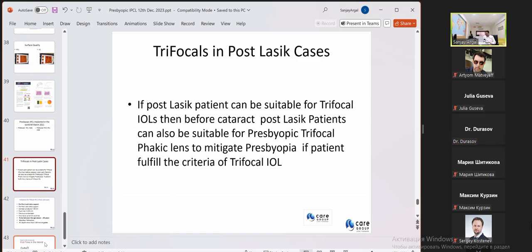So please be slightly careful if you want to implant in post-LASIK cases.